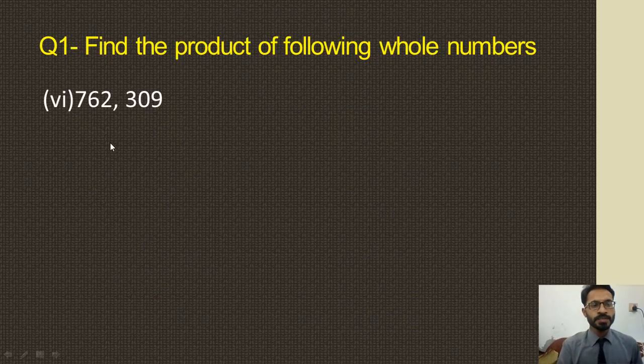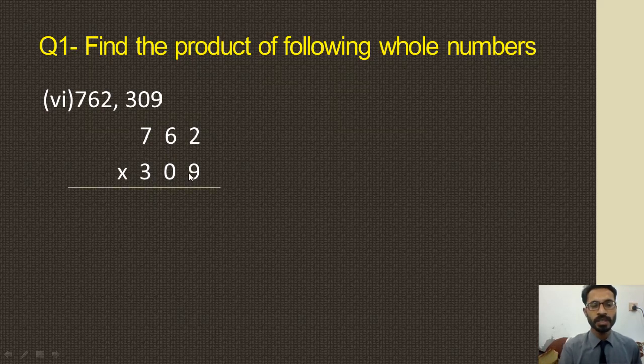Now, the next part is: the first whole number is 762. The second whole number is 309. At the first row, we will write the first whole number, that is 762. At the second row, first we will put the multiplication sign. After that, we will write 309. 9 will be written under 2, 0 will be written under 6 and 3 will be written under 7.